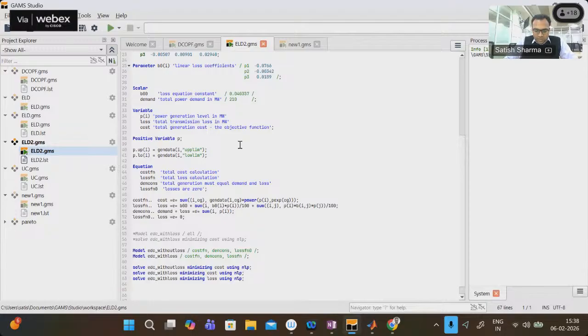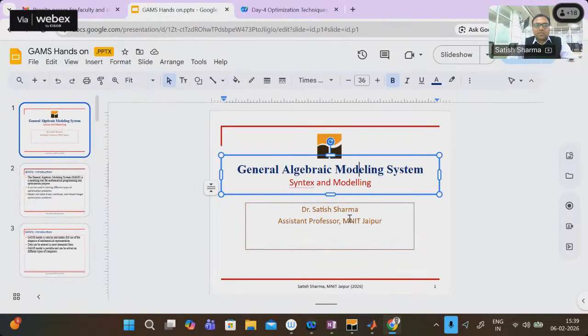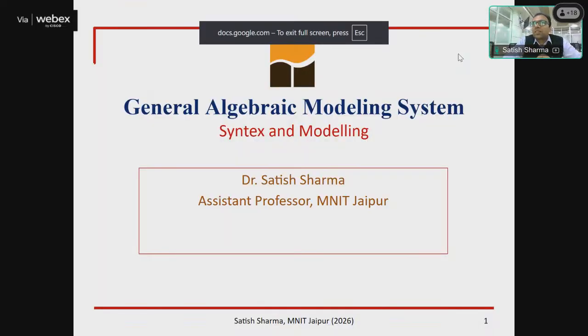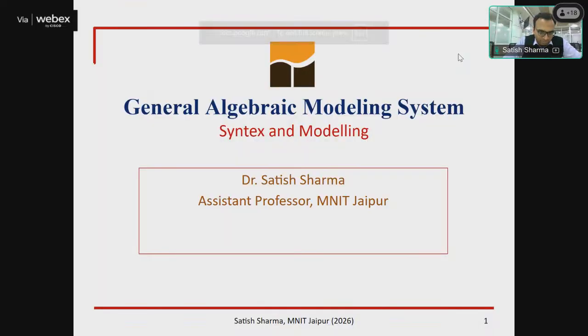So this is a software, and it has many solvers basically. A lot of solvers are available in this particular tool. The full form is General Algebraic Modeling System, GAMS, and it has certain syntax for how to model a problem.